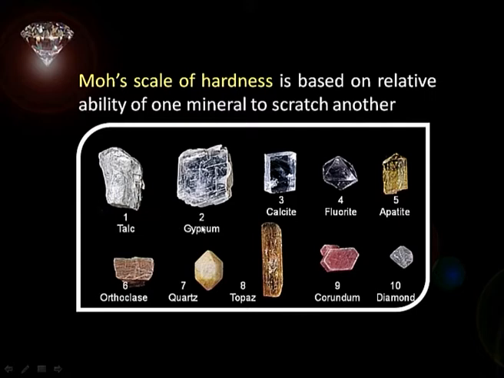That means for any material, suppose I take gypsum or calcite. If I take calcite and try to use calcite to mark on gypsum, it will leave a scratch on gypsum, but the reverse will not happen, because calcite is harder than gypsum, so it will leave a mark on the softer material. So, that is the kind of scale we have.